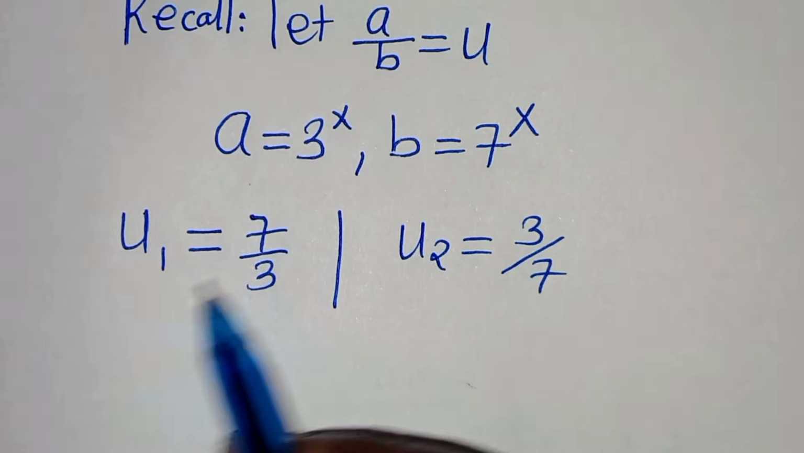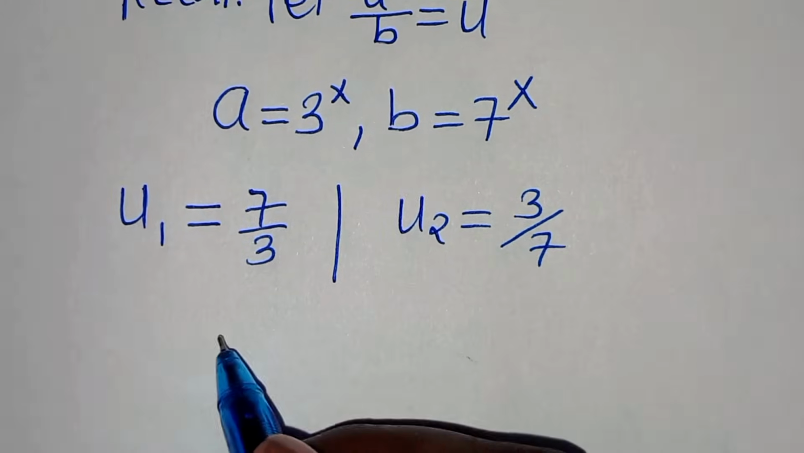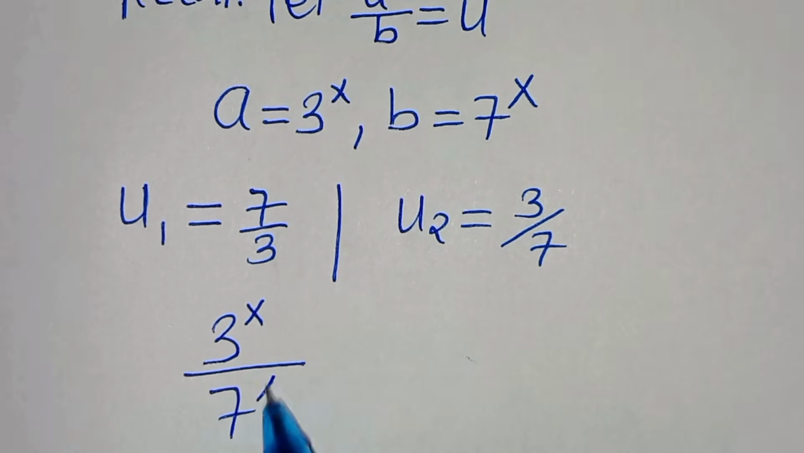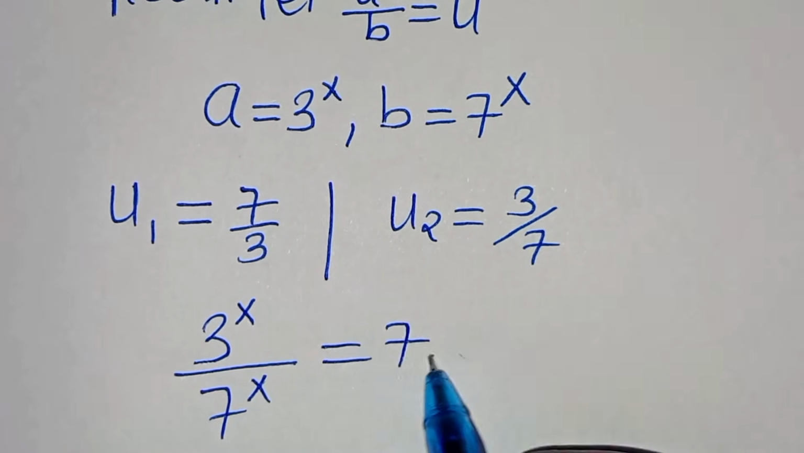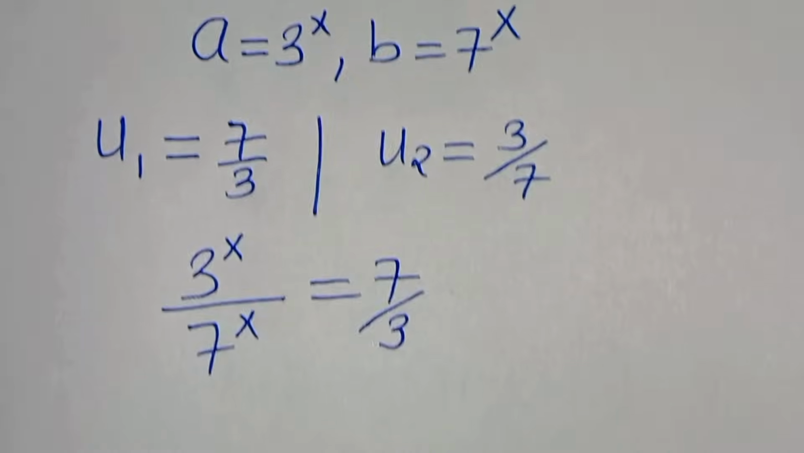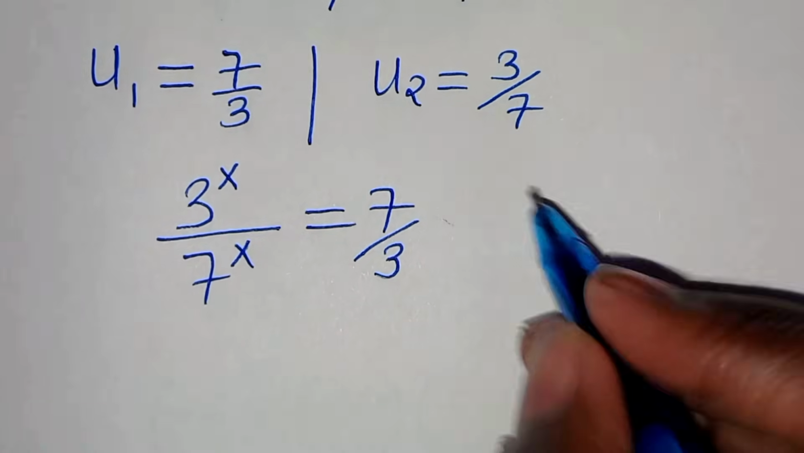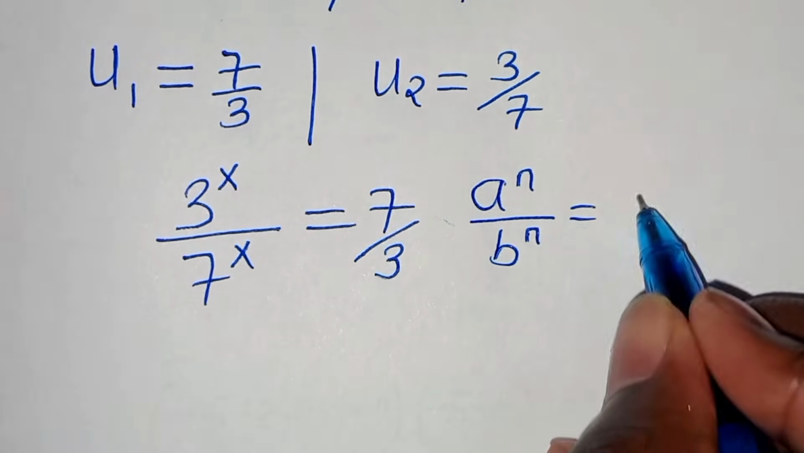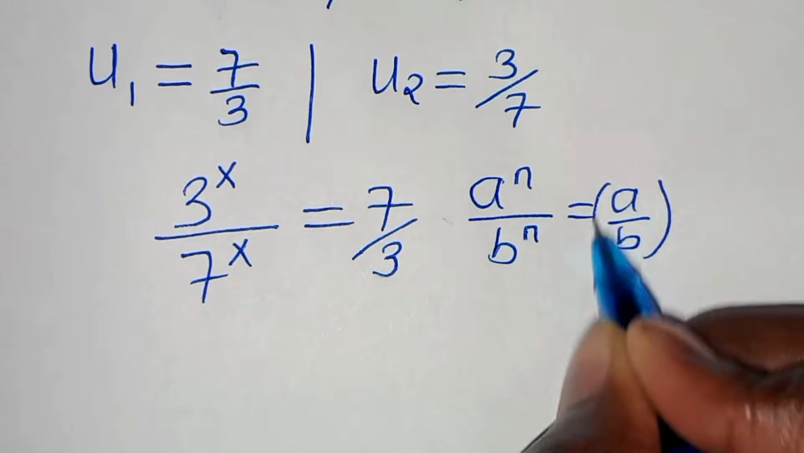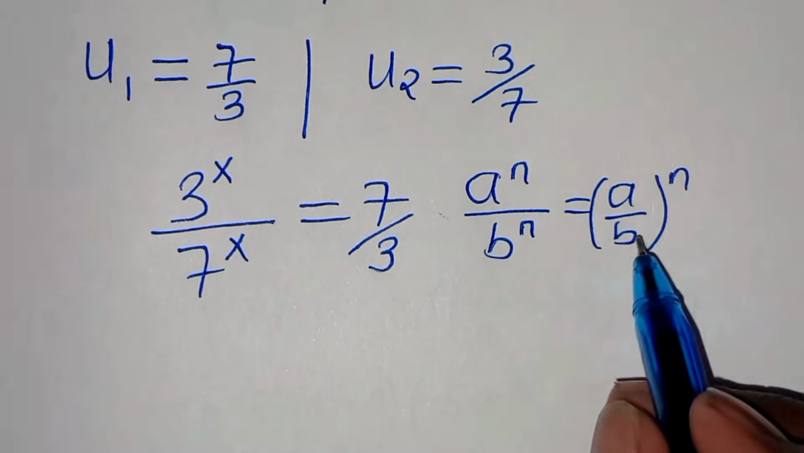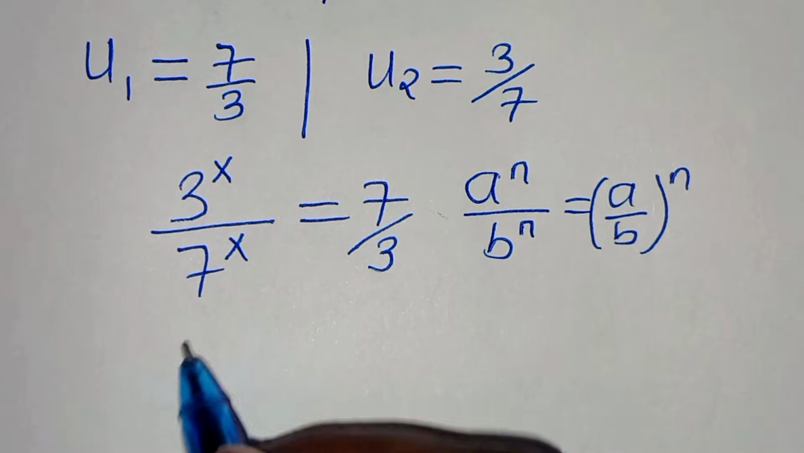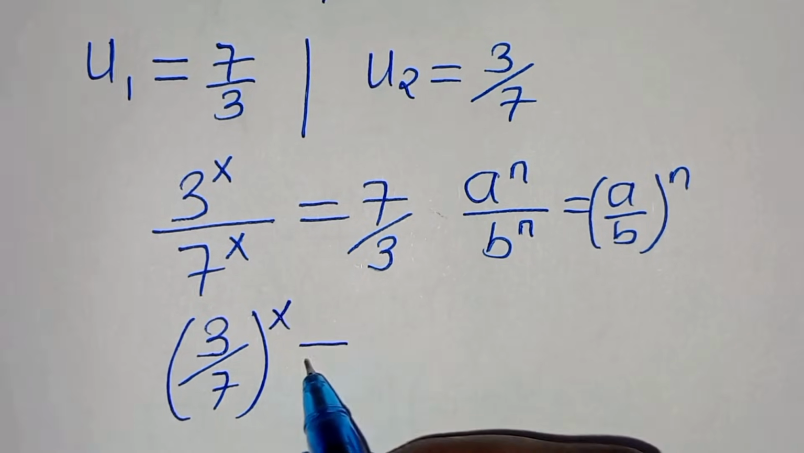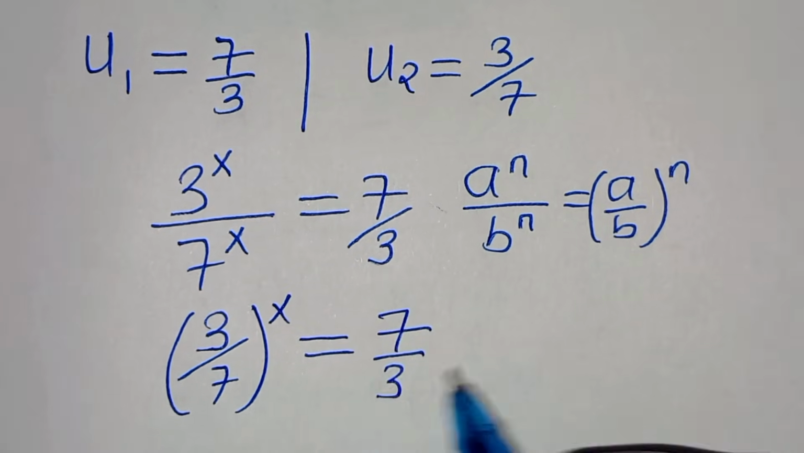So let's start with u1, which is 7 over 3. So this means that we have 3 to the power of x divided by 7 to the power of x. This is equal to 7 over 3. Now, this is in the form of A to the power of n over B to the power of n, which we can express as A over B raised to the power of n. Okay? Applying this exponent property, then we have 3 over 7 raised to the power of x. This is equal to 7 over 3.